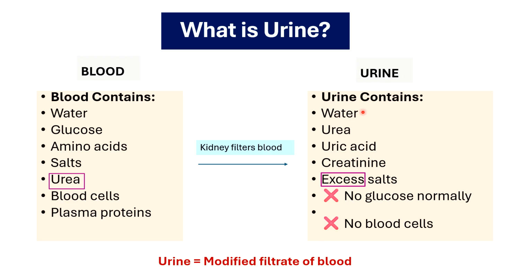Typically, it consists of nitrogenous waste that are toxic to the body, such as urea, trace amount of uric acid, creatinine, and whatever salts are present in excess amount than that which the body requires. All of these are present in the urine. If you see a normal urine sample, it should not contain any glucose in it or any amount of blood cells in it.